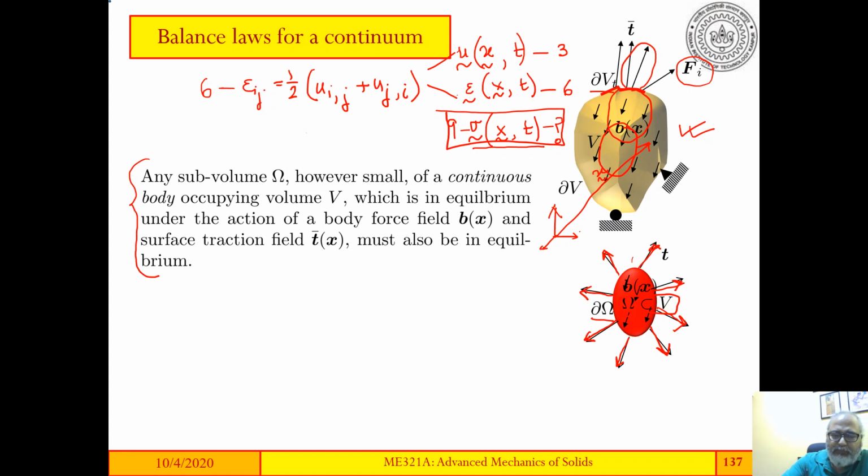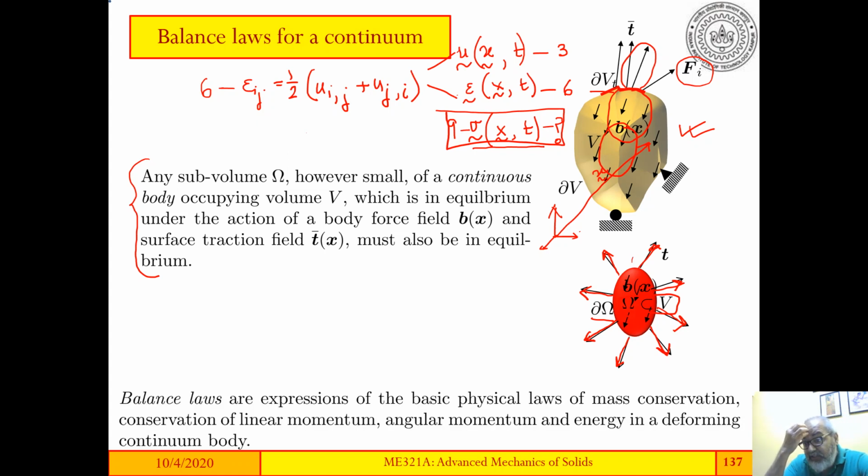So this is where we start from, and we try to derive certain things called balance laws, which are basically expressions of basic physical laws. These will be needed much more when we do continuum mechanics later. But even for this course, we will particularly be interested in two conservation laws: conservation of linear momentum and conservation of angular momentum. Conservation of energy, entropy, etc., are also important, but not very important to us because of the limited scope of this course.